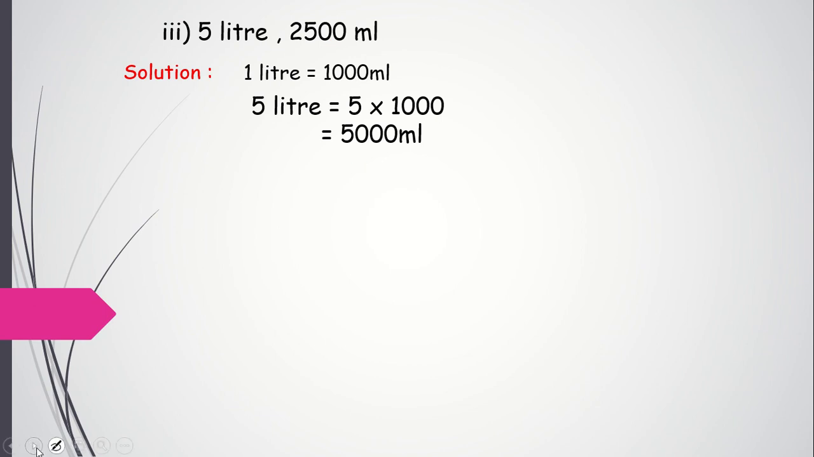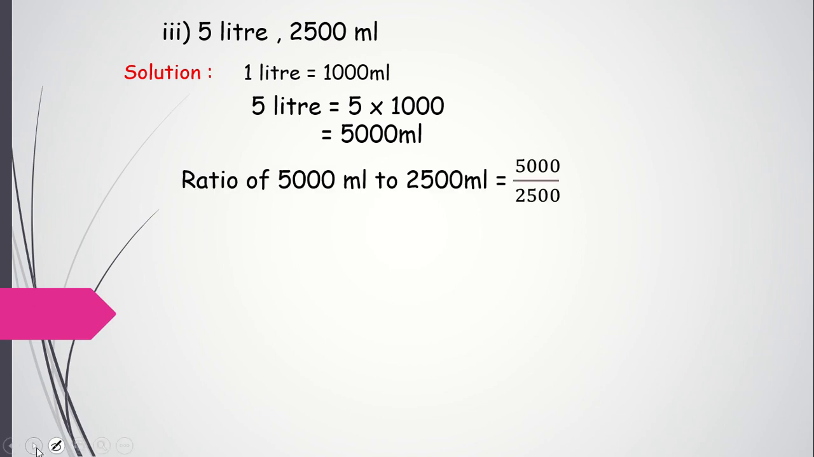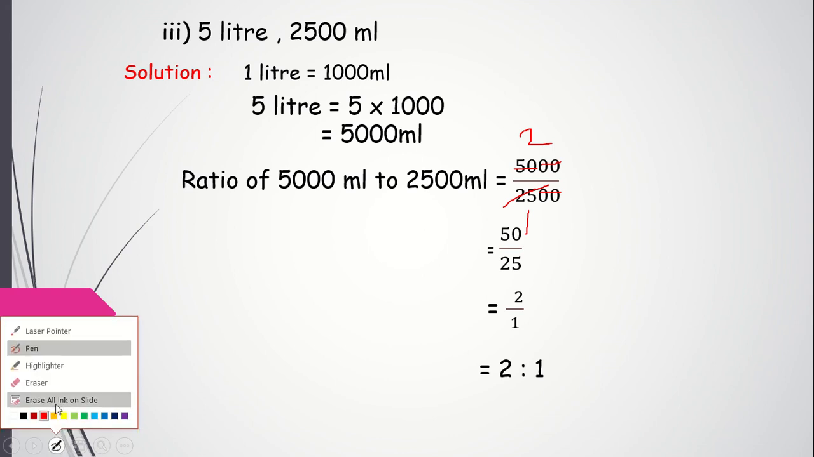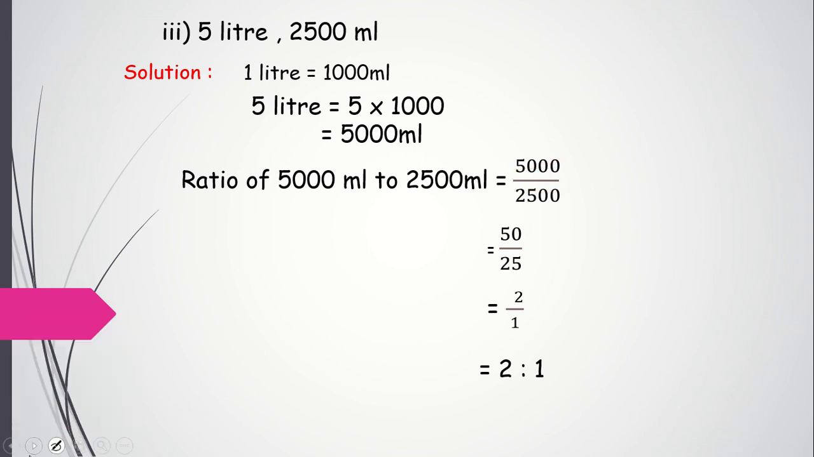Now directly take the ratio. The ratio of 5000 milliliters to 2500 milliliters would be 5000 divided by 2500. The two zeros will be cancelled. Then 25 ones are 25, 25 twos are 50. So that's 2:1. The ratio would be 2:1. That's the answer. 2:1. And ratio has no unit, remember.